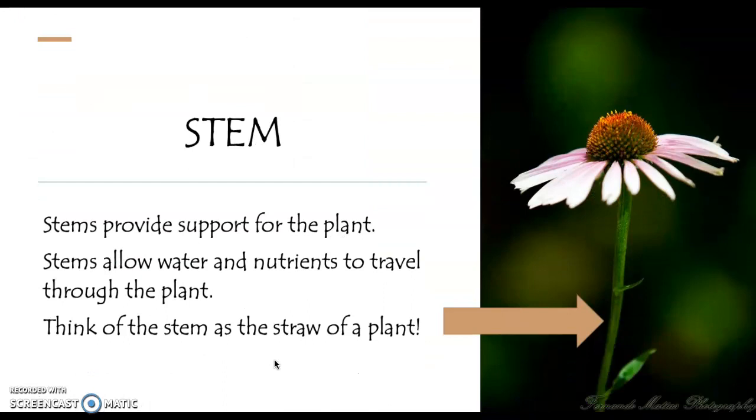Next is the stem. Stems provide support for the plant. Stems allow water and nutrients to travel through the plant like a straw. And an easy way to remember that is stem starts with ST, and so does straw. Straw starts with ST. So stem, straw. So that's how the water and nutrients travel through the plant.